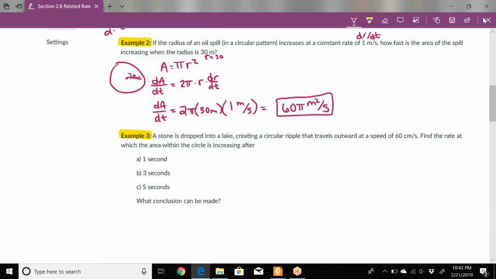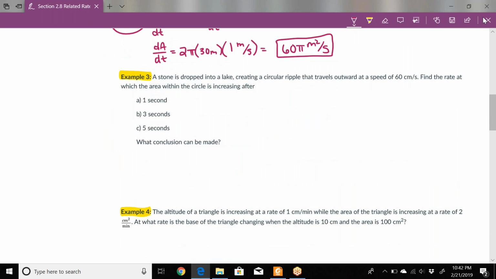All right, let's look at example 3. This is also circular because this is a stone dropped into a lake, creating a circular ripple. So imagine ripples that are getting bigger and bigger, and I can't draw circles very good, but you get the idea. And the ripples travel outward at a speed of 60 centimeters per second. Okay, so that 60 centimeters per second is the change in the radius, because as the circles are going outwards, the thing that's changing is the radius is getting larger and larger. Find the rate at which the area of the circle is increasing.